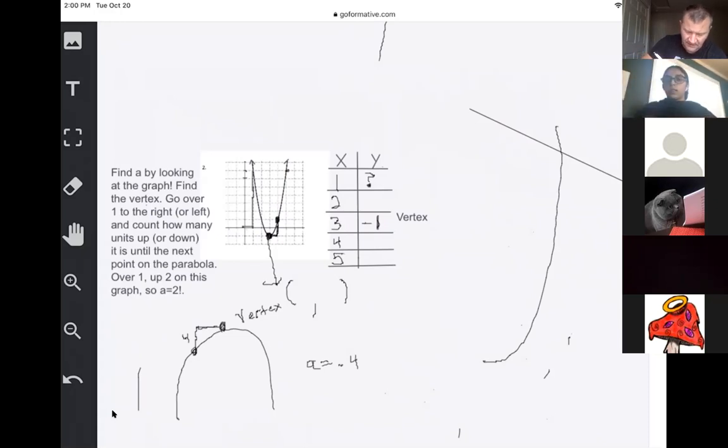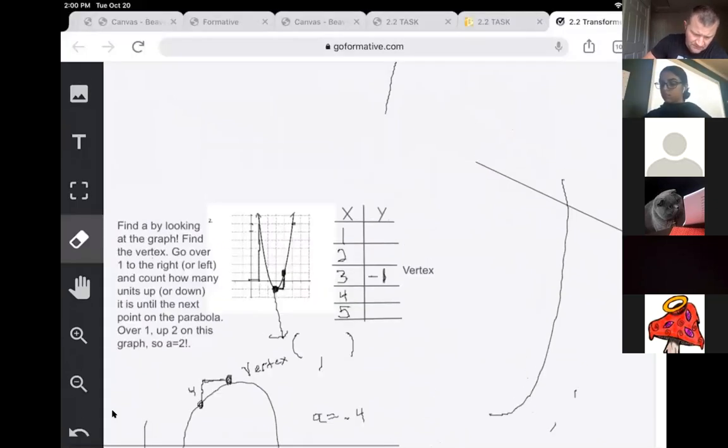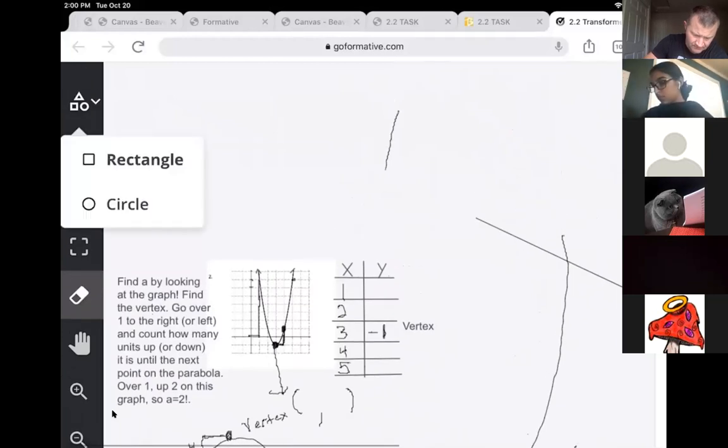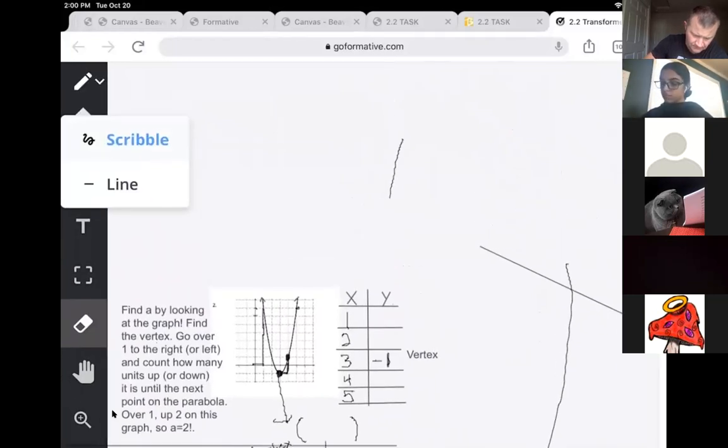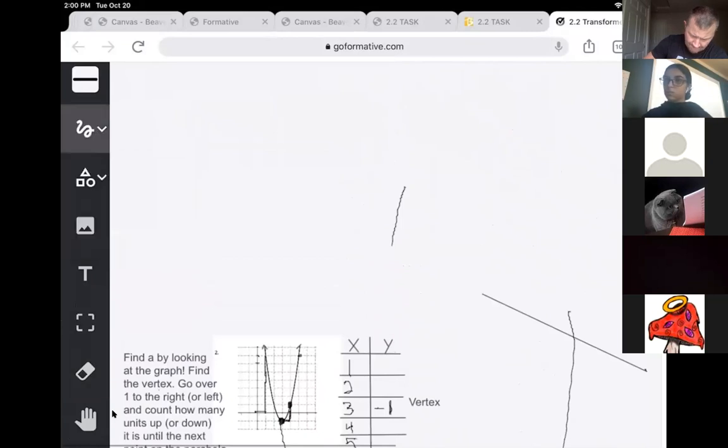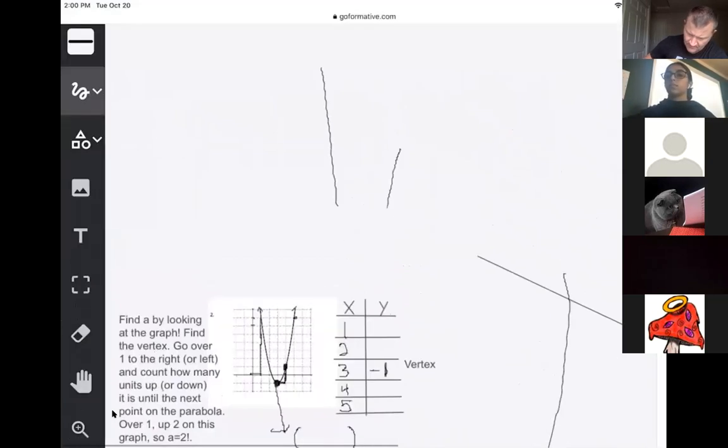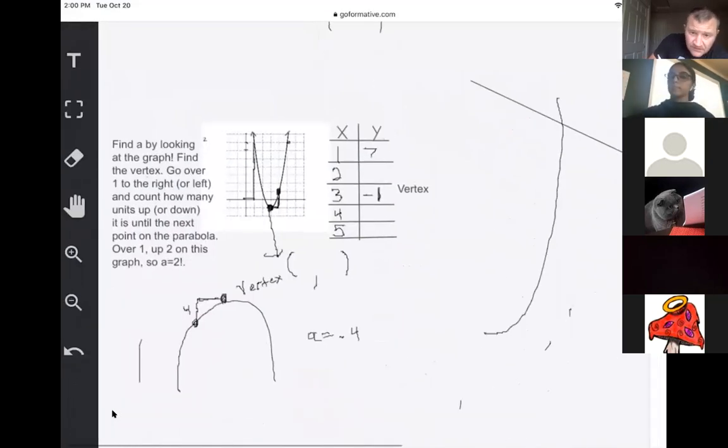1 over and 7. I got 7. You guys get 7? I got 7. Yeah? Okay, I'm seeing both, but 1, 2, 3, 4, 5, 6. Yeah, it's 7. So let me erase my question mark. And then what goes in for 2? 2 is 7, 2 over and 1 up.